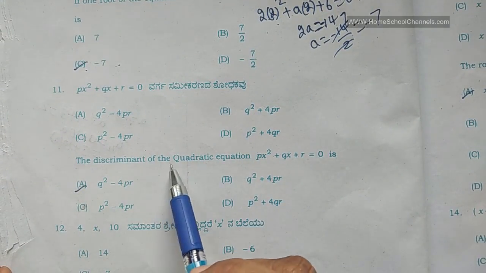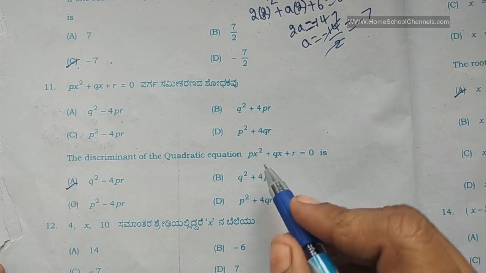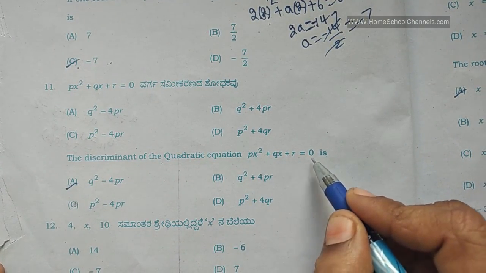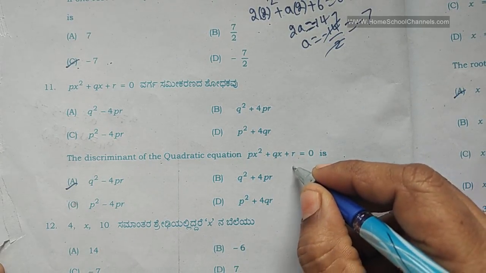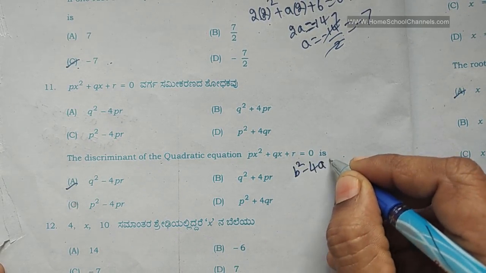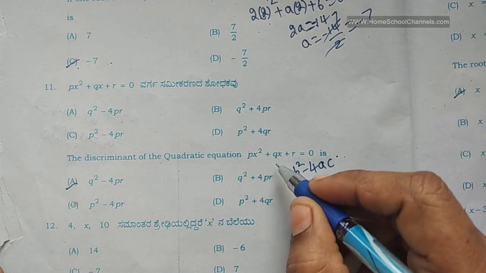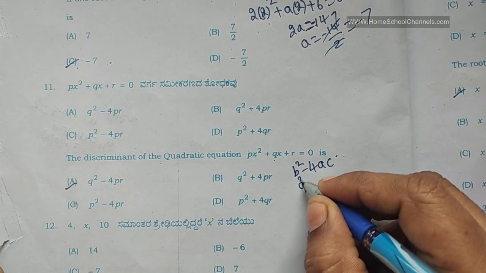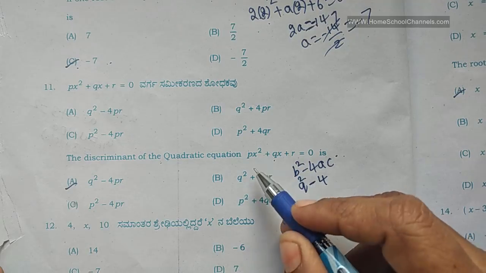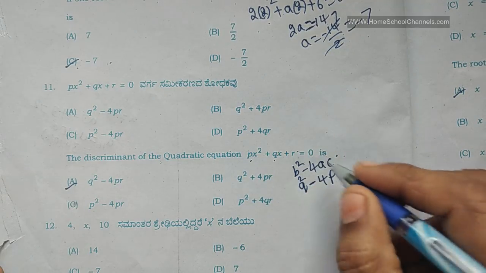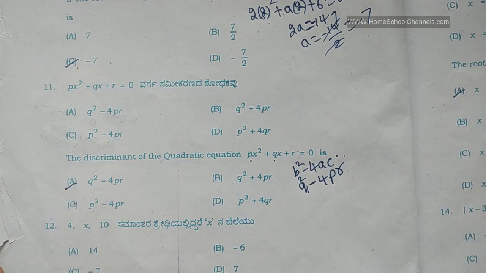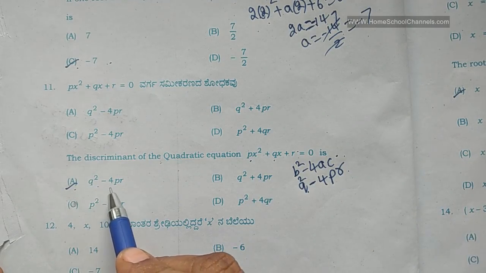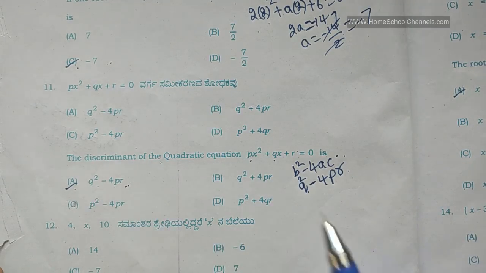11th one, the discriminant of the quadratic equation px square plus qx plus r equal to 0 is. Discriminant we remember b square minus 4ac. So b value is q, square minus 4 into a value is p, c value is r. q square minus 4pr. Check the option. Option A, q square minus 4pr is the right answer.